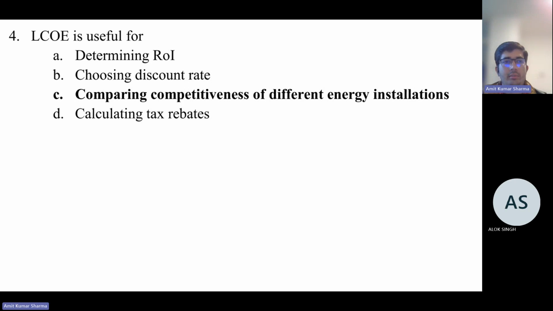Do we have any answer? Yes, sir. It helps in comparing installation on a level playing field, at the competitiveness of different energy installation. And what is your reasoning? According to the Energy Information Administration USA, it helps in the overall competitiveness of different energy generating technologies, sir. I don't have any extra explanation, sir. Yeah. Nice.